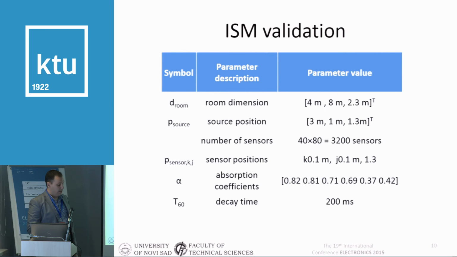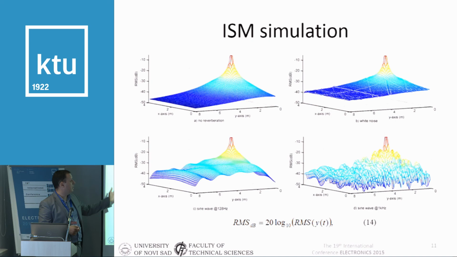When we look at the non-echoic room, where these absorption coefficients are non-existing or our reverberation time is zero, we see the sound propagation, which is kind of like the inverse square of the distance, and we have no effect. So if the distance between the actual source and the sensor is greater, the signal will just be attenuated and not distorted.